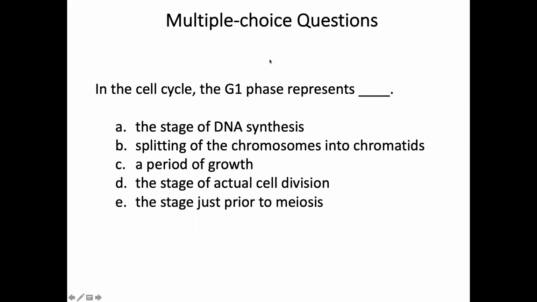The first one, in the cell cycle, the G1 phase represents what? I give you some time. You can also pause here for thinking. Once you have an answer, you can continue. So the answer is C here, okay? G1 phase represents a period of growth, not the others. A is the S phase, synthesis. B is apparently cell division, which is mitosis. And actual cell division, also mitosis, or a stage just prior to meiosis, has nothing to do with the G1 phase. We'll talk about G1 phase in mitosis, not meiosis, right?